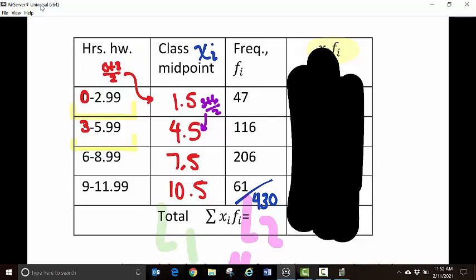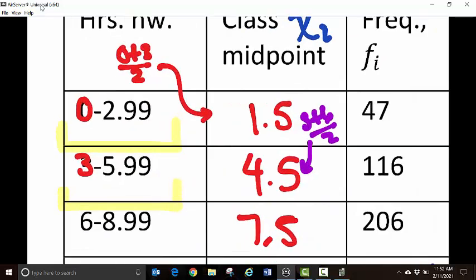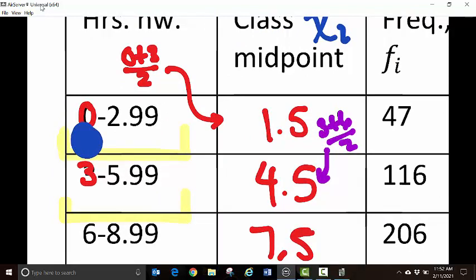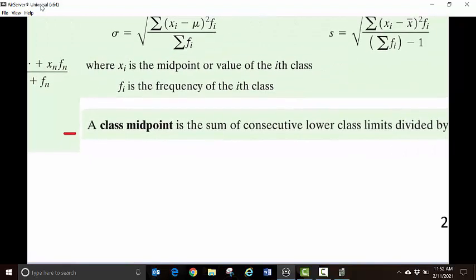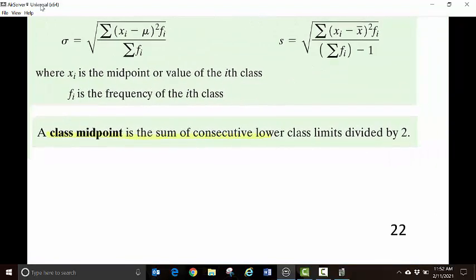So we need the class midpoint. Well guys, isn't this basically 0 up to 3? What's halfway in between 0 and 3? 1.5. So here's what your book says. It says the class midpoint is the sum of the consecutive lower class limits divided by 2.